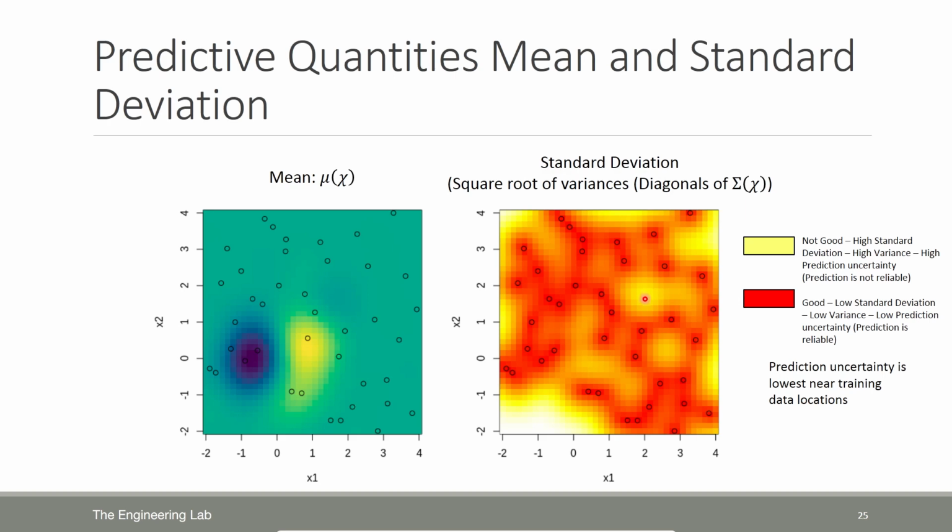So let me repeat that in another way. If your prediction is close to a training input, that prediction is reliable. If your prediction is far from a training point, that prediction is not as reliable.